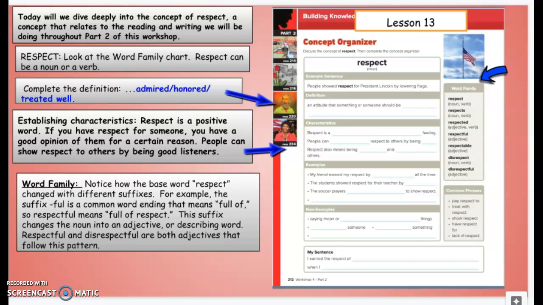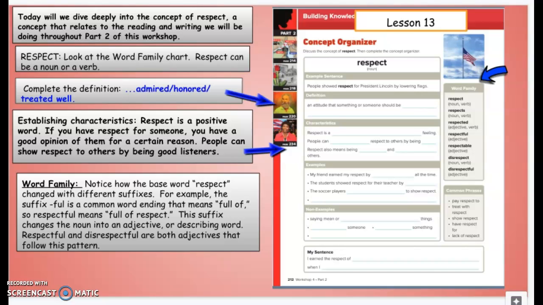All right, so now we're going to look at the definition, and I want you to write this as we define it together. You'll see respect is an attitude that something or someone should be admired, honored, or treated well. So I'd like you to go ahead and write that in there. And again, at any time that you are following along and need a little bit more time, you're just going to have to pause this recording, but we're going to keep moving on.